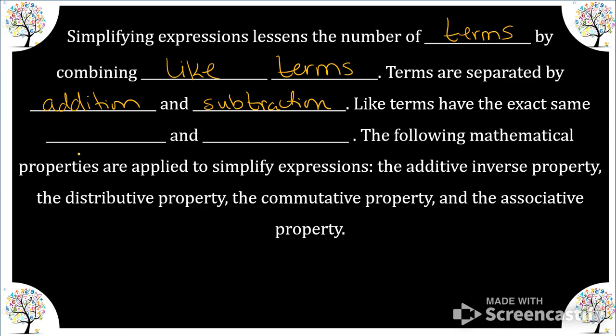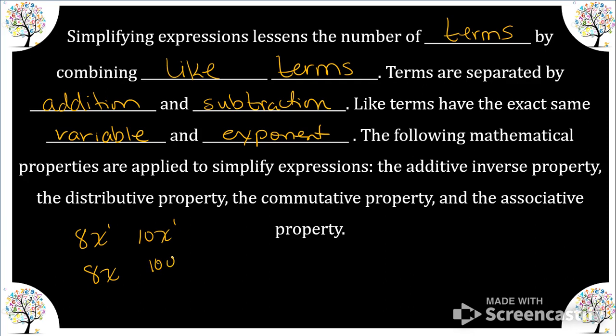Like terms have the exact same variable with the exact same exponent. For example, 8x and 10x, those are like terms. They have the same variable x with the understood exponent of 1. If I had 8x and 10y, we could not combine those. They're not like terms. Or if we had 8x and 10x squared, these are not like terms. I could not combine those.